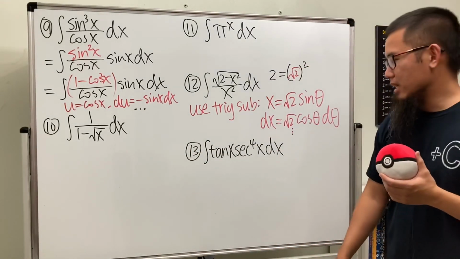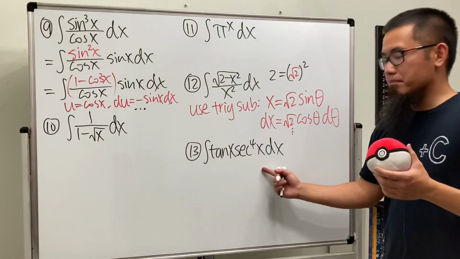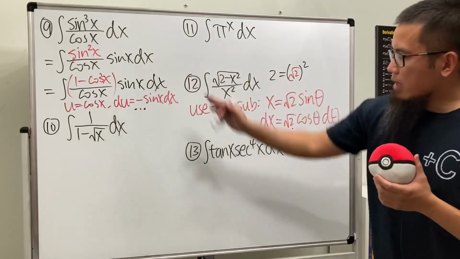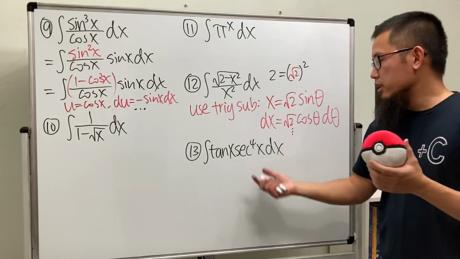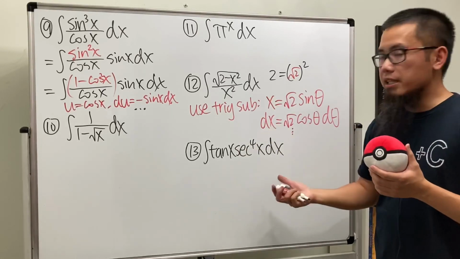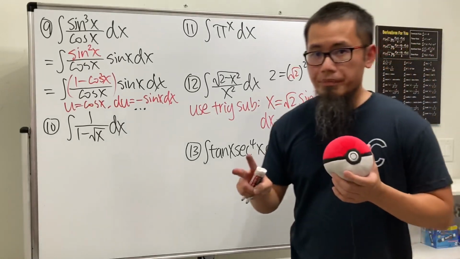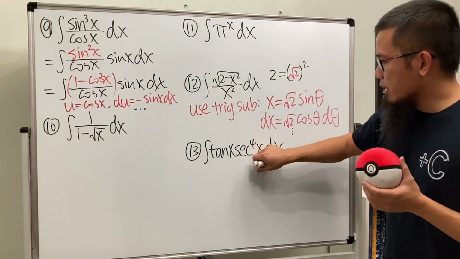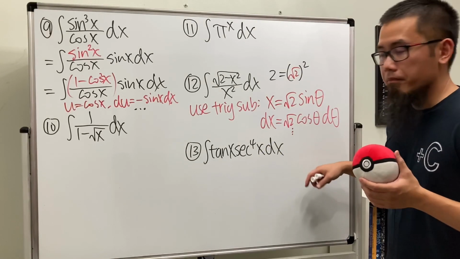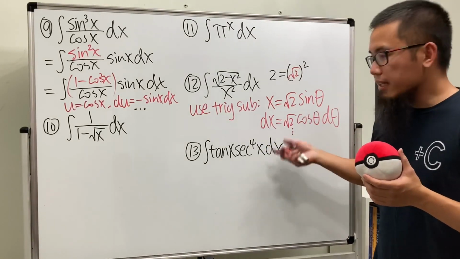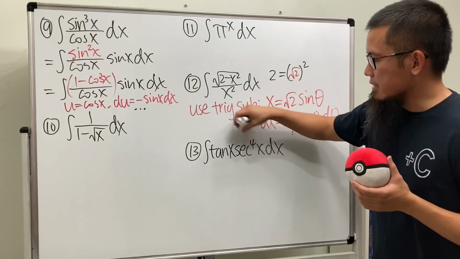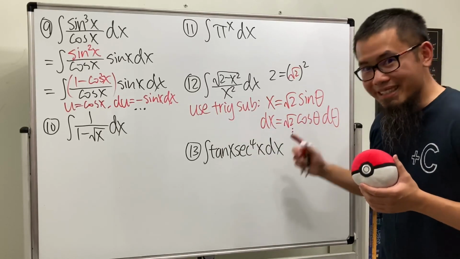All right, what's next? Maybe this one, because number 9 and number 13 are just straight integrals. This one deals with tangent and secant. So if you deal with tangent and secant, we have two choices. The first one is, can we put secant squared on the side? In this case, yes. And the other choice is, can we put secant x tangent x on the side? In this case, also yes.